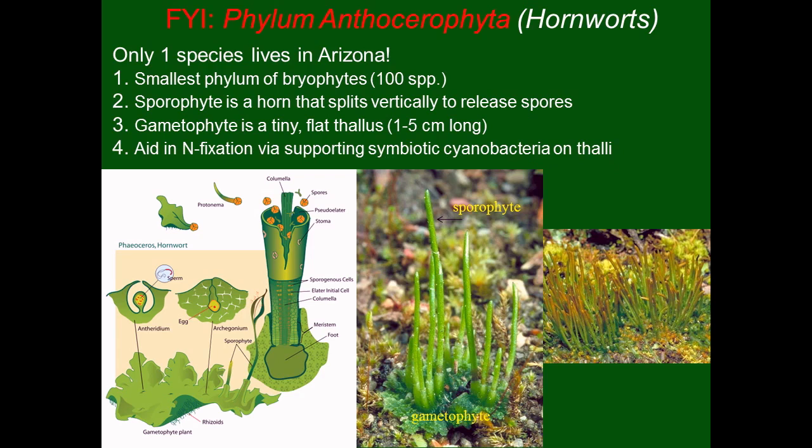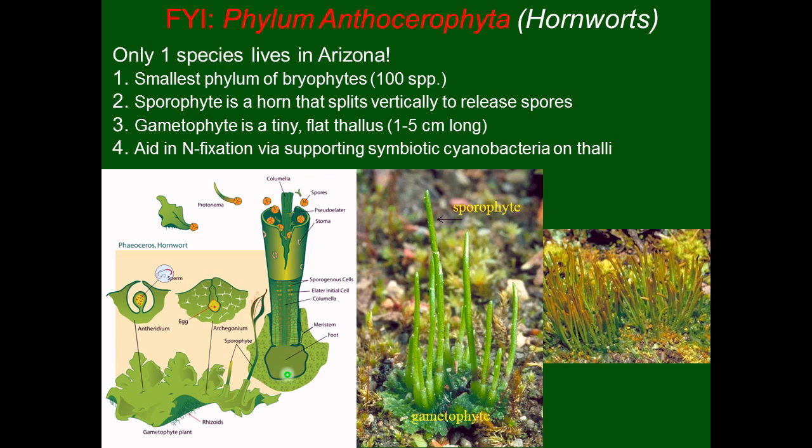Let's take a look at that horn, that sporophyte, in the bottom left-hand diagram. So it splits vertically. So we can see the columella that's poking out. We see the spores that are coming out. We see that it has stomata, and on the inside of that column we can see something called pseudoelaters. And then we have sporogenous cells. So those are going to be going through meiosis. We have a elater initial cell, the columella, the meristem, and the foot.